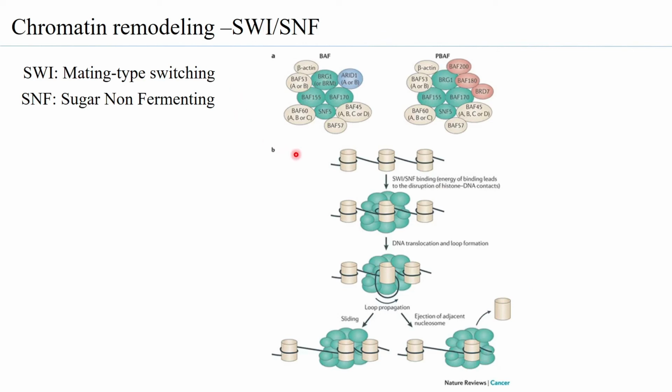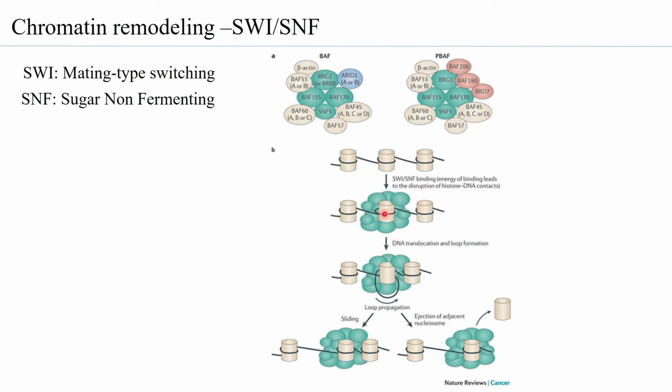This is a diagram showing an analog. BAF is BRG1-associated factor. This is the SNF that is present in humans, so it's the human homologue. And this is PBAF, another component that is equivalent to SNF in the yeast. Both of these belong to the SNF family itself.